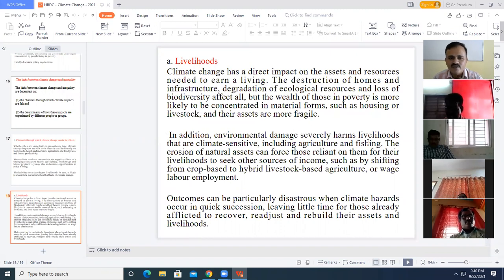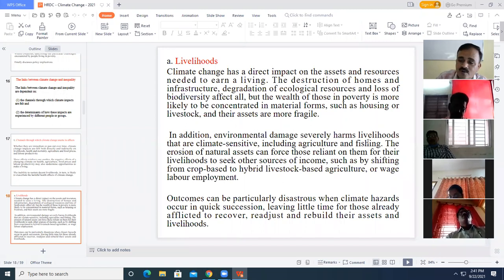The first one is livelihoods. Climate change has a direct impact on assets and the resources needed to earn a living. The destruction of homes and infrastructure, degradation of ecological resources, and the loss of biodiversity affects all. But the wealth of those in poverty is more likely to be concentrated in material forms such as housing or livestock, and their assets are more fragile.